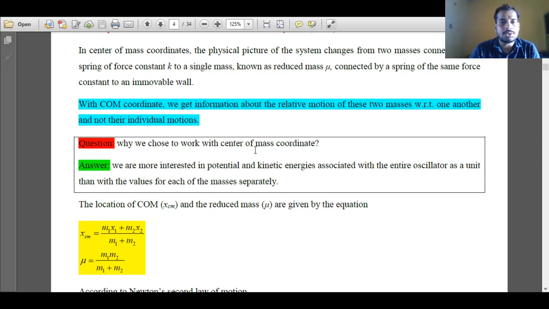Now why do we choose to work with the center of mass coordinate system? We are more interested in the potential and kinetic energy associated with the entire oscillator, as I said, the harmonic oscillator problem has a resemblance with the vibration of a bond. So generally we are more interested in finding the potential and kinetic energy associated with the oscillator as a single unit, and not their individual identity, or the absolute motion of the associated masses.